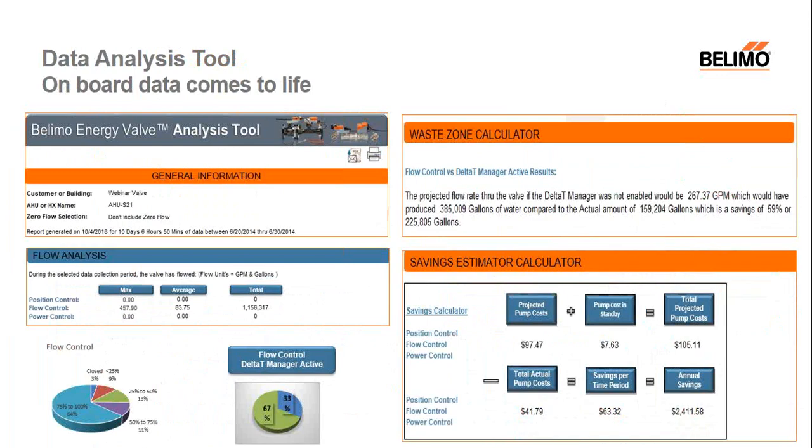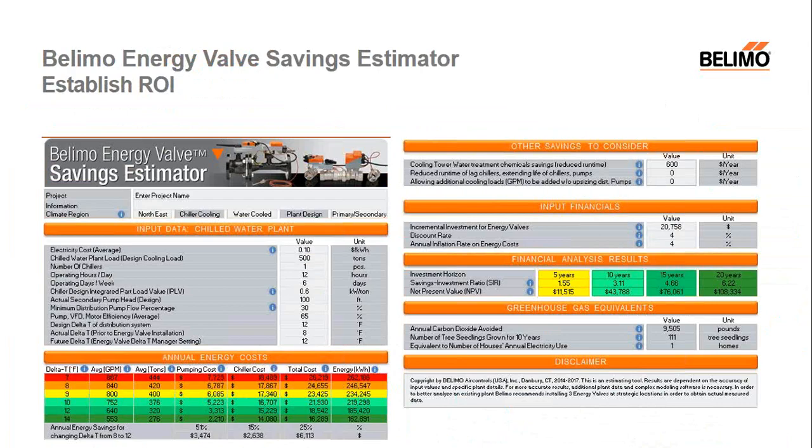It also provides a waste zone calculator to understand how much the energy valve has saved in terms of operation with the delta T manager engaged. And we also have the ability to provide a financial savings as well. The one example that we show here, we show about a 59% savings or 225 gallons that was saved by utilizing the delta T manager enabled in the energy valve. So once again, we have multiple ways to simplify the operation of the energy valve and also to make it easier to help prove and validate the operation. So those are for after the valve is installed.